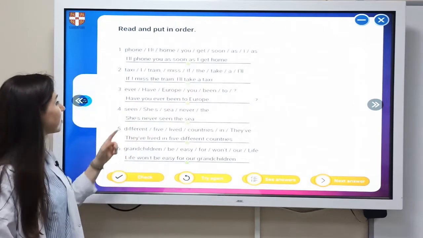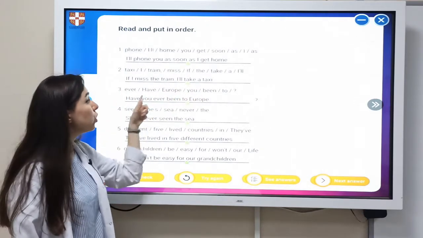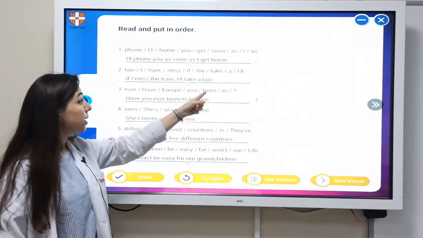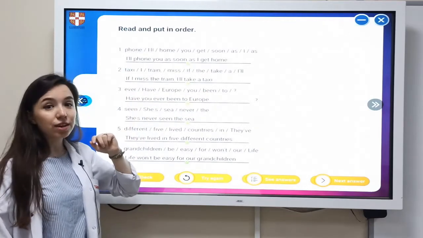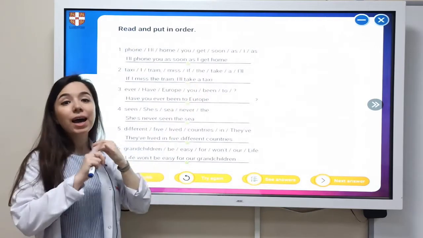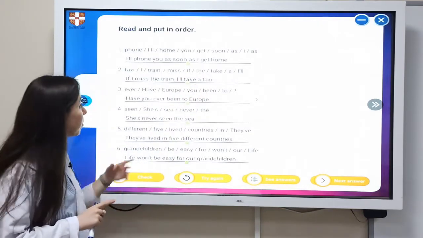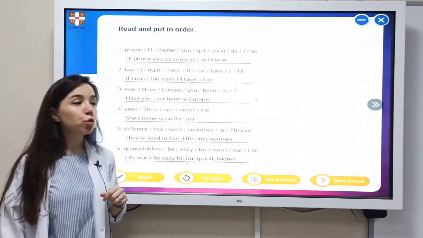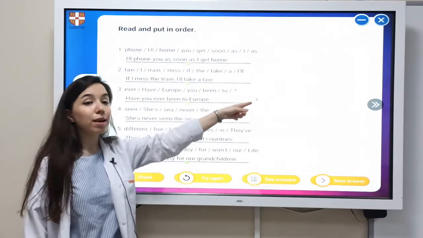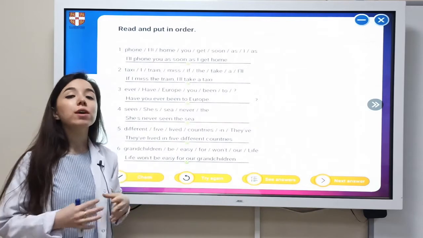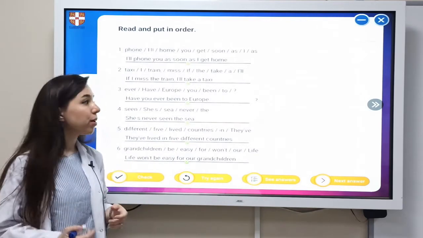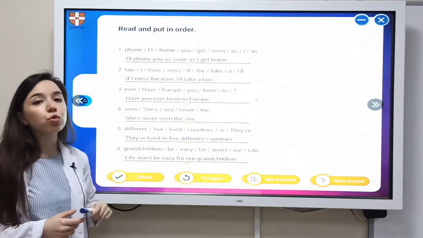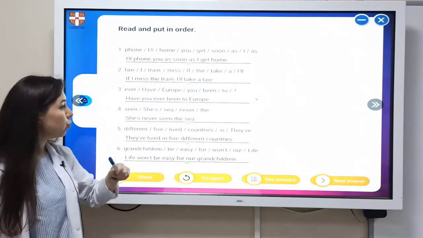It's something reasonable, yes? Ever, Europe, have, you, been to. Look here, this is present perfect simple, yes? In present perfect simple, we have been, we have in our sentences, and ever, yes? Have plus the past participle form of the verb, and sometimes we also use ever and never in our sentences. So, have you ever been to Europe? Look at this, for example, here it has a question mark, so we understand that we should write the question form. But in these sentences, look here, we don't have any question mark, so you just have to write a normal sentence. Have you ever been to Europe?